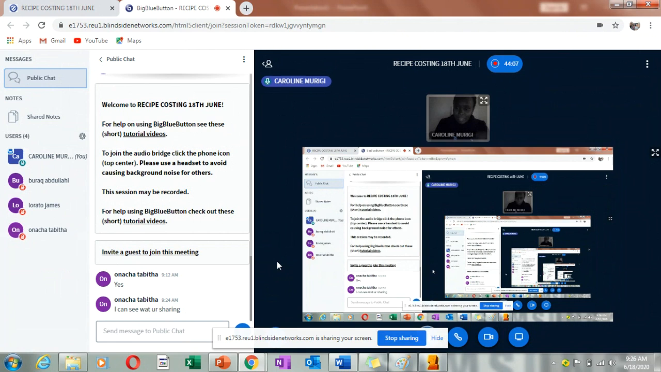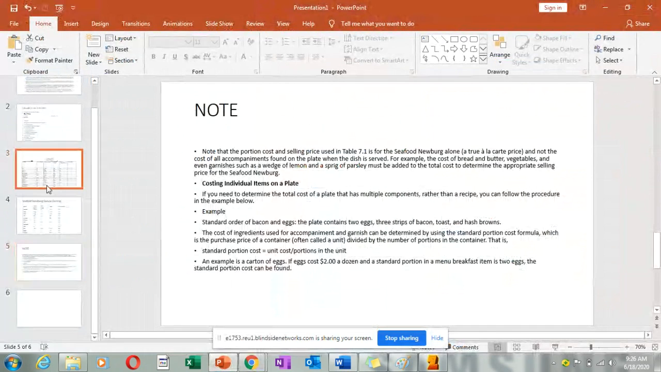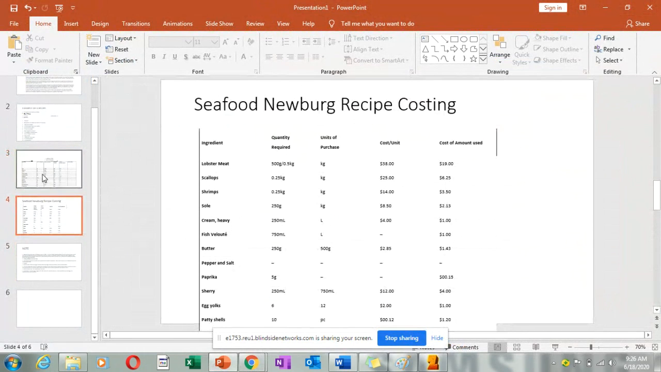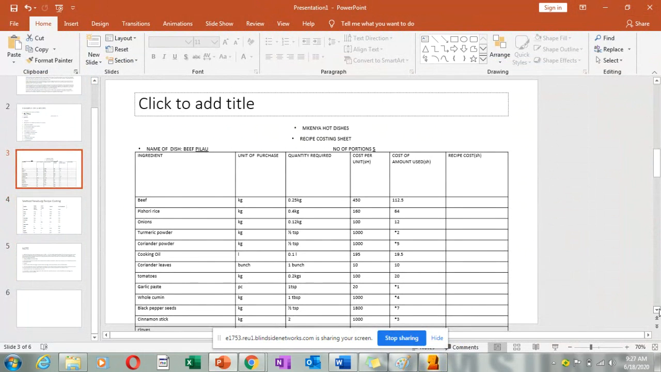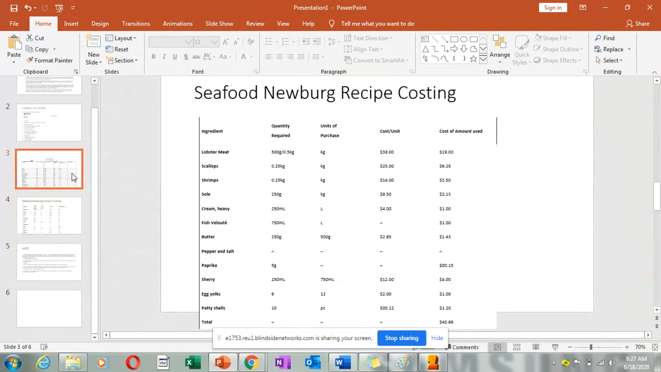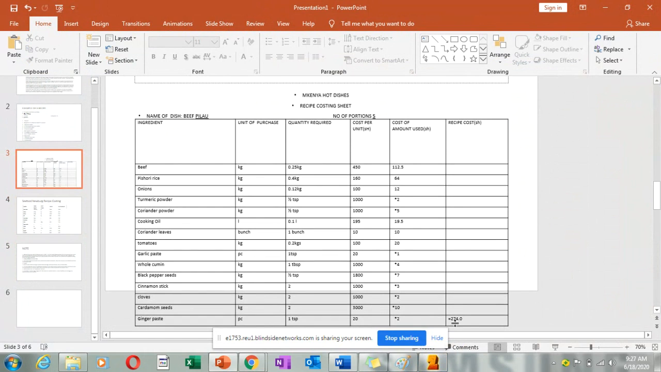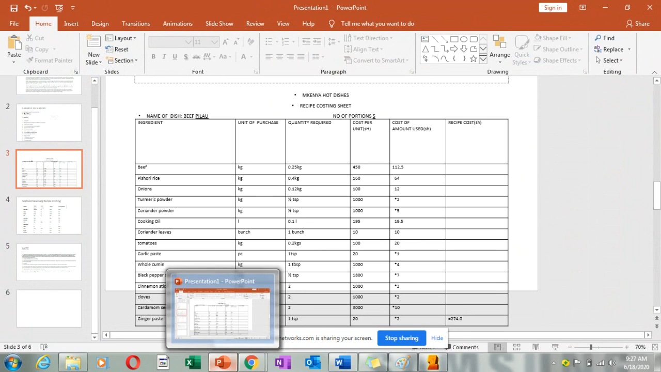Now, there's something I want us to do together, and that is calculating the cost of portions. Okay, portion cost. So this was the recipe cost. Whatever we were doing was the recipe cost. So what we have down here as 274 shillings is the recipe cost. Now, we want to calculate the cost of one portion, the standard portion cost. How do we go about it?